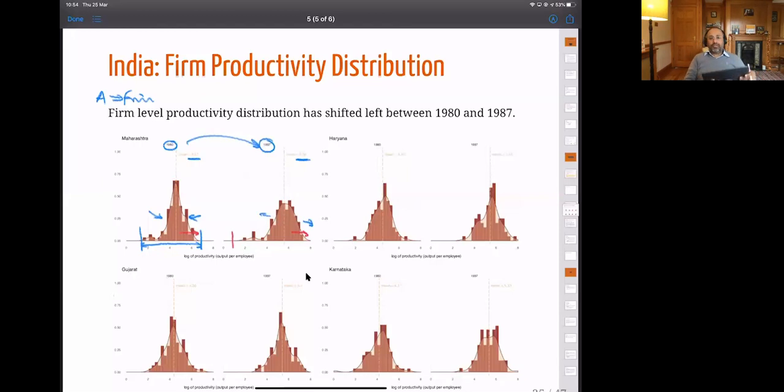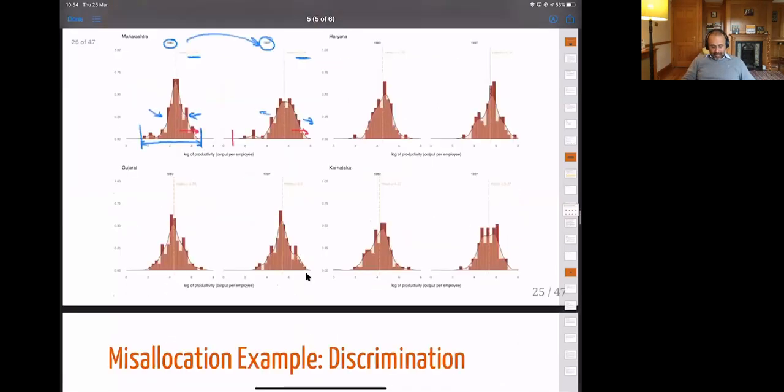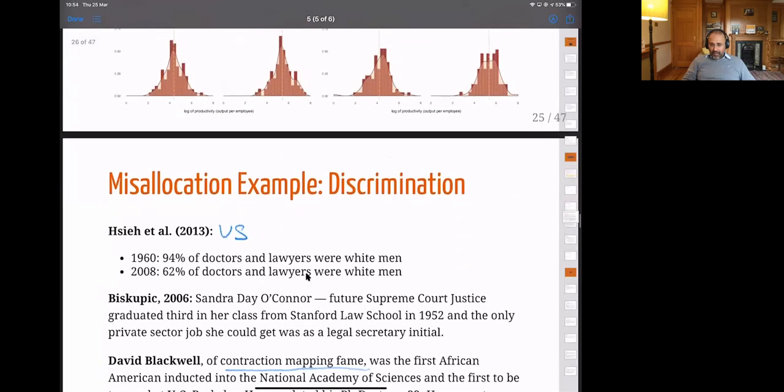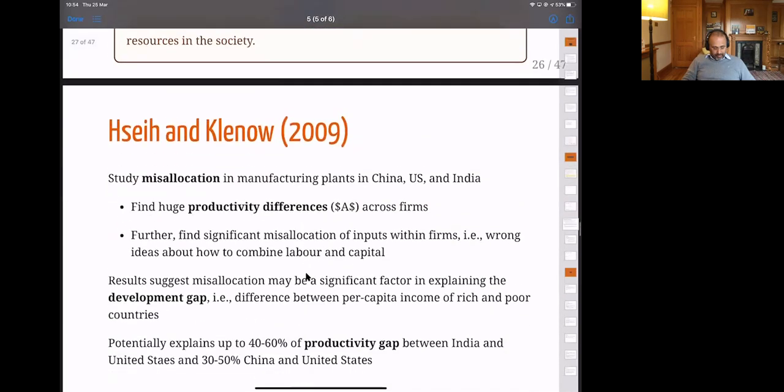And these other distributions are just showing that firm level distributions move. So what happens is that when the allocation starts taking place properly, firm level productivity starts shifting towards the right. This is slightly complicated. If you have any questions, happy to answer it.